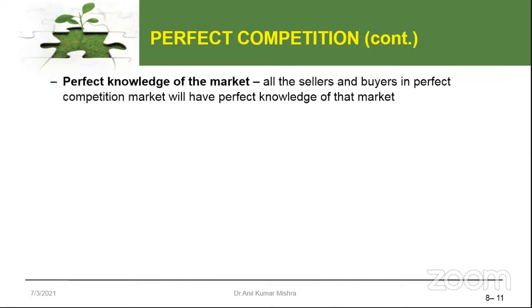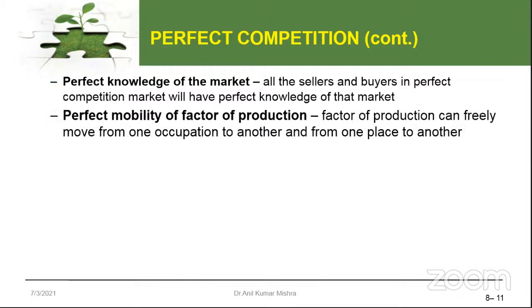Then there is perfect knowledge about the market. Both the buyers and sellers have perfect knowledge about the market structure, where it is available, at what price, and so on. Then perfect mobility of the factors of production. Factors of production are perfectly mobile. Like the product is mobile, factors are also mobile. There are no restrictions on the movement of laborers or any sort of capital. And the most important part is the absence of transportation cost.